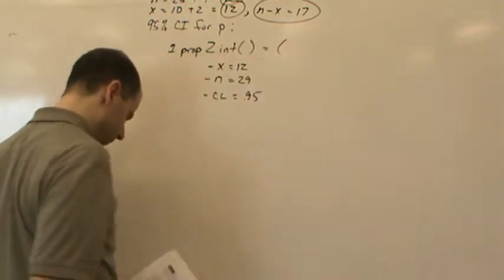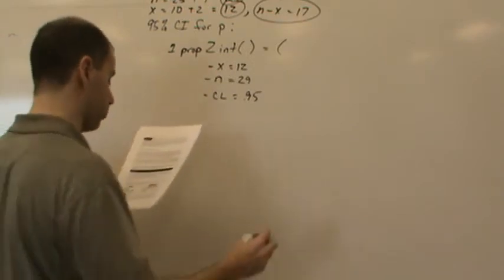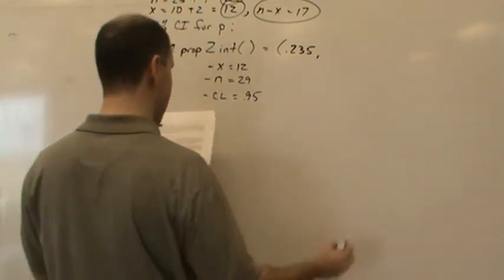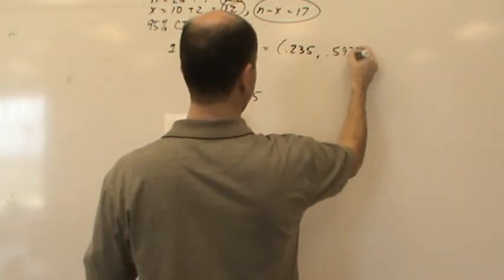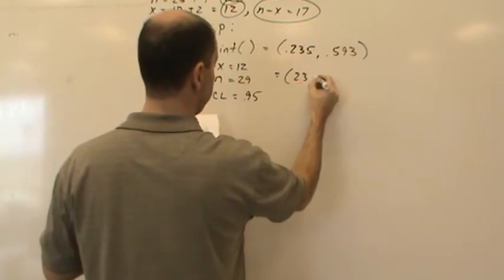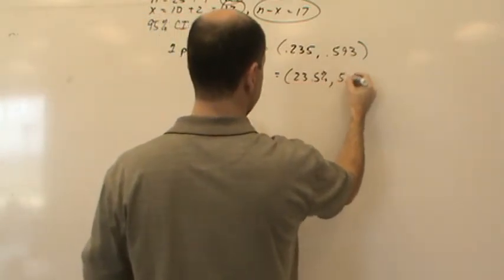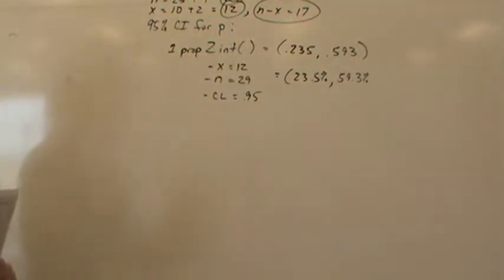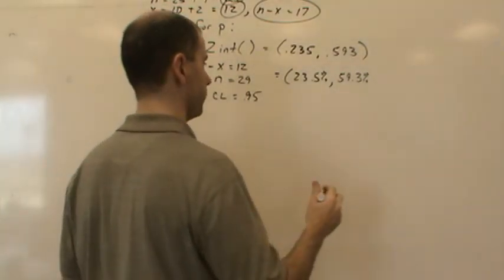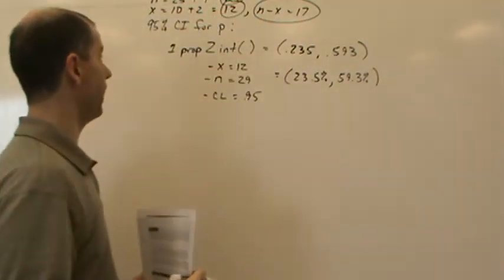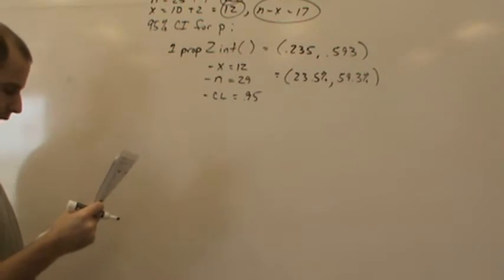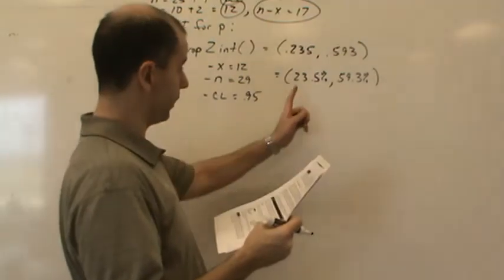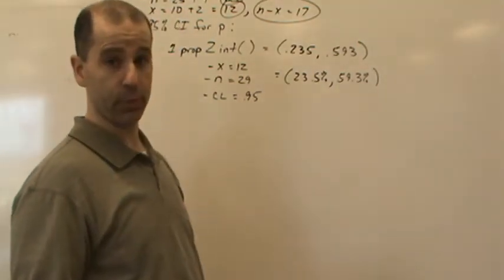And what do we get for our confidence interval? We get 0.235, comma, 0.593, or 23.5% to 59.3%. So large swing in the proportions, right? So again, we are 95% confident that the true proportion of students who smoke is going to be somewhere between 23.5% and 59.3% of the students.